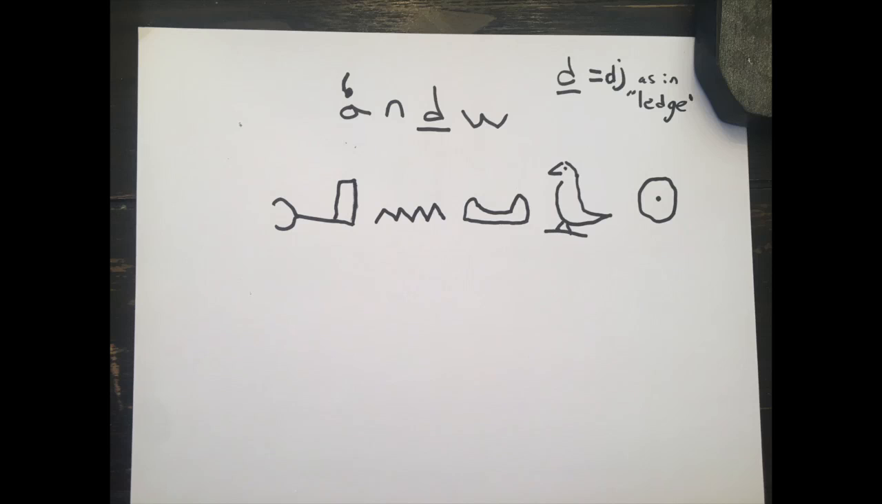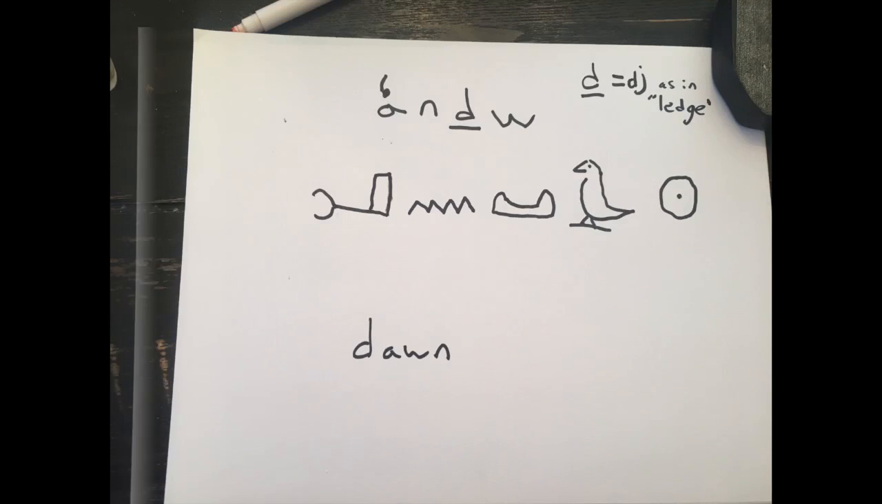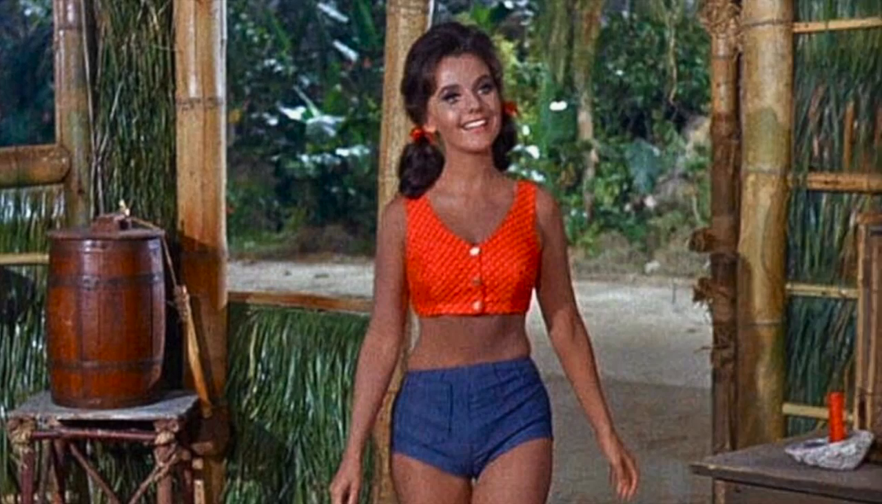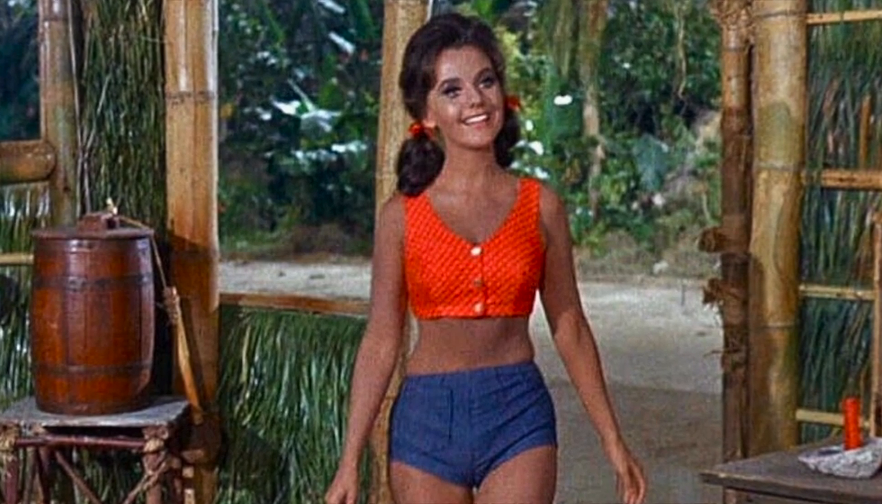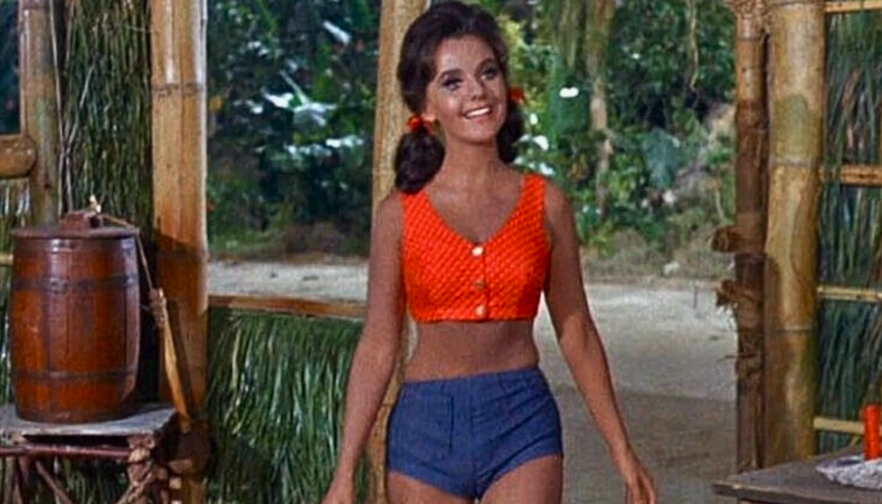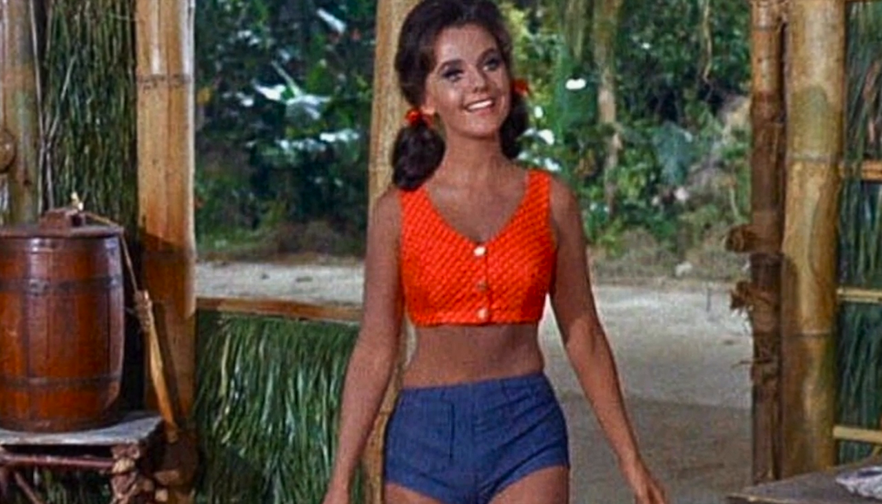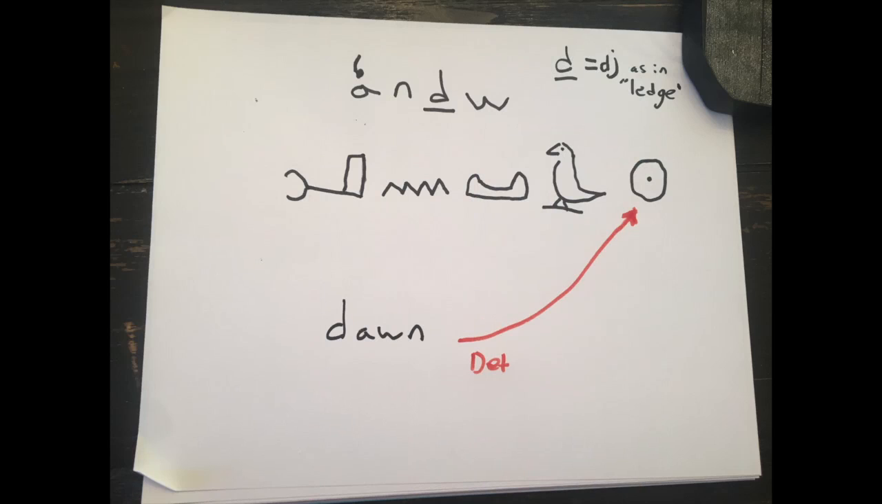So the D is the j, like ledge. J. It's like a J-D sound. Anju. So Anju is the Egyptian hieroglyphic word for dawn. And not like Dawn Wells, not like a person dawn. I'm talking more like the time dawn. Like, in the morning when the sun rises. Hence why at the end of the word you have the determinative for sun.